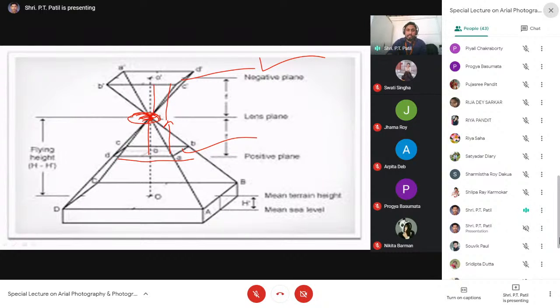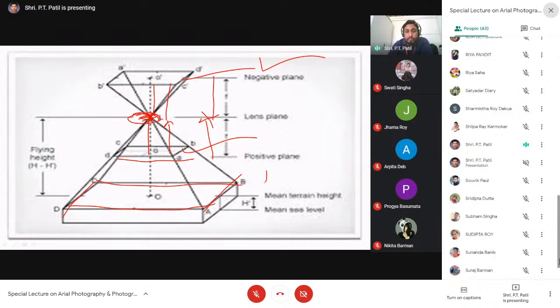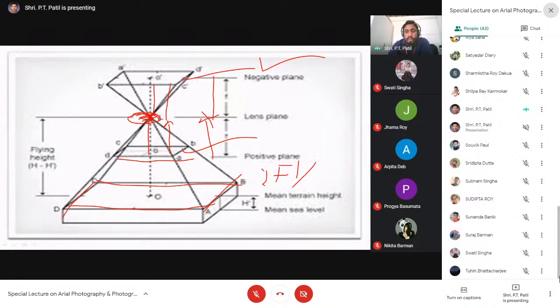Focal length is the distance between the negative plane and the lens of the camera, or the positive plane and the lens of the camera, known as the focal length. Then the instantaneous field of view means the terrain view covered by that particular camera. What image we are going to capture with the help of the camera is defined as the instantaneous field of view.